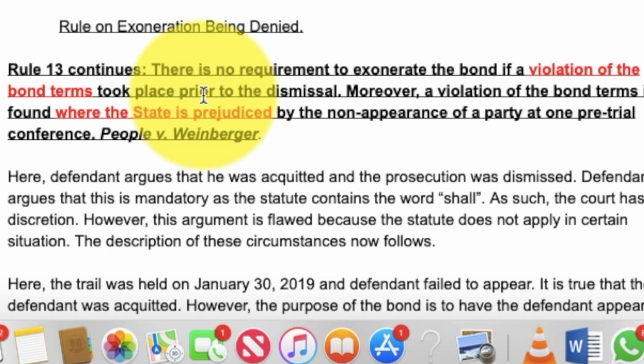Pretty much it says that a bond will not be exonerated if there's a violation of the bond terms. And also it talks about the state being prejudiced. Now the facts here in the file were not on point with the elements of that particular ruling in the Weinberger case, and that's fine, because you still want to focus on that word prejudice. And for those of you who took this exam, you know that in the file there was an event where the state was prejudiced. Why? Because they could not identify the defendant, because he did not appear for his trial. So that was key there.